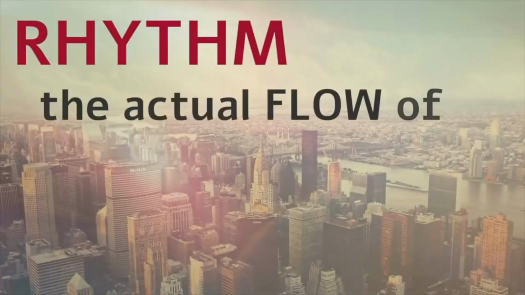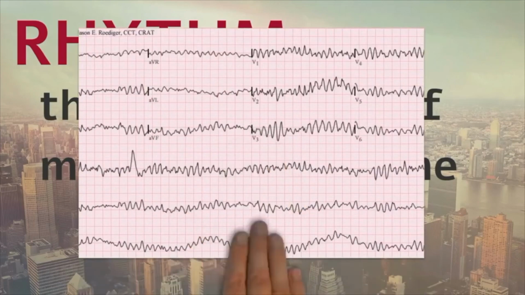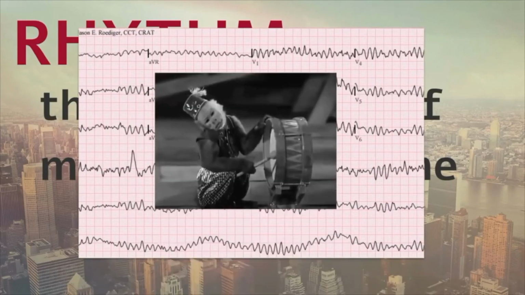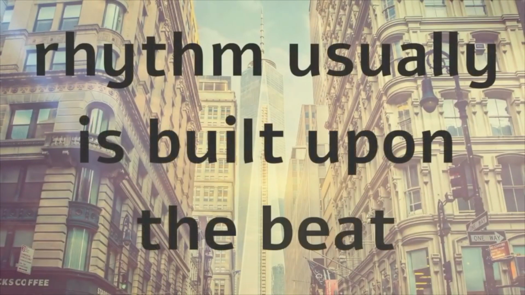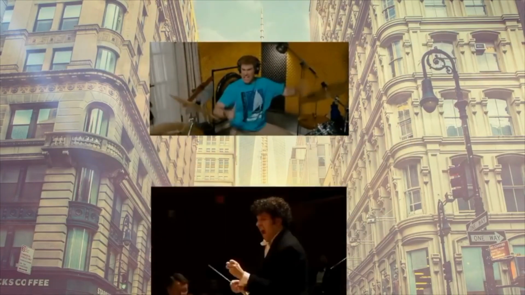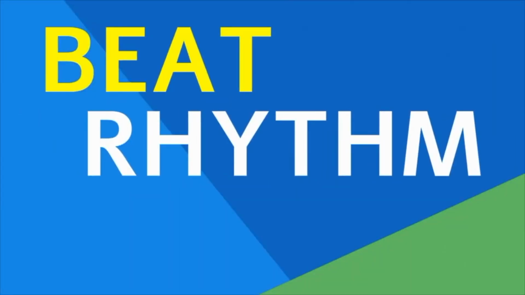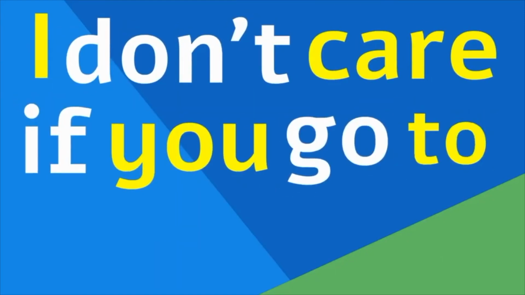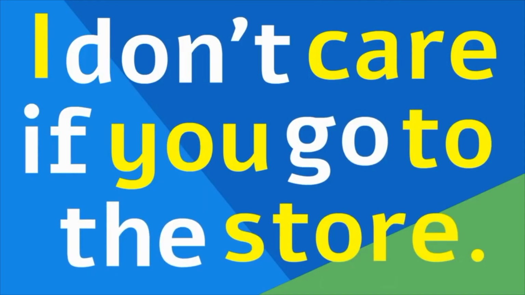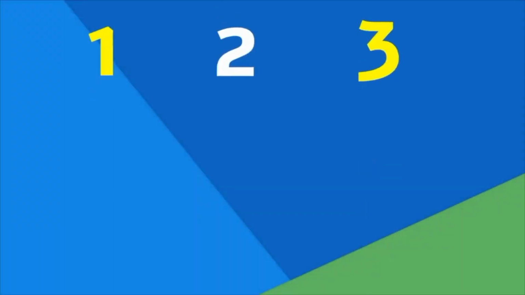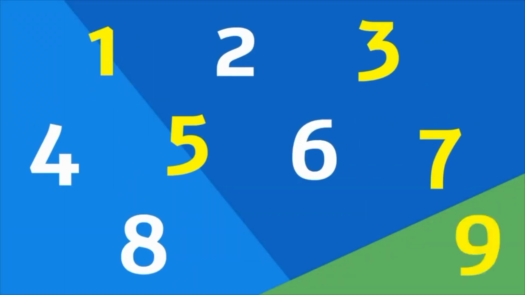Rhythm is the actual flow of music through time. Just as cardiac arrhythmia is irregular, rhythm doesn't have to be equally spaced. Rhythm usually is built upon the beat, which is why you often see drummers or conductors counting off the beat before the music begins. To illustrate how beat and rhythm are different but related, listen to how I say this sentence. I don't care if you go to the store. I will say it again, but this time count the number of beats you hear. I don't care if you go to the store.